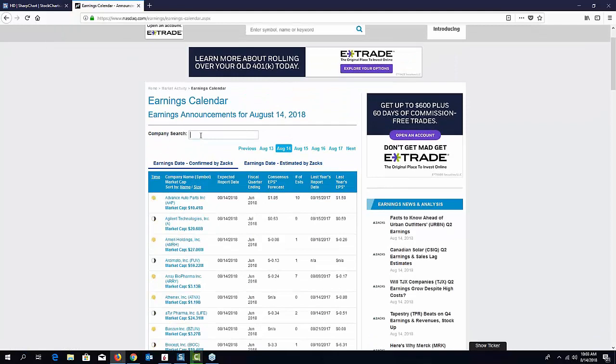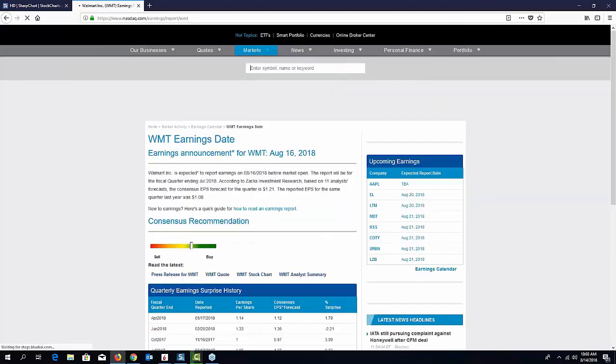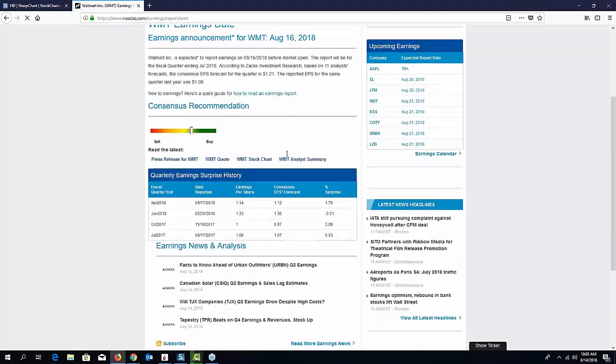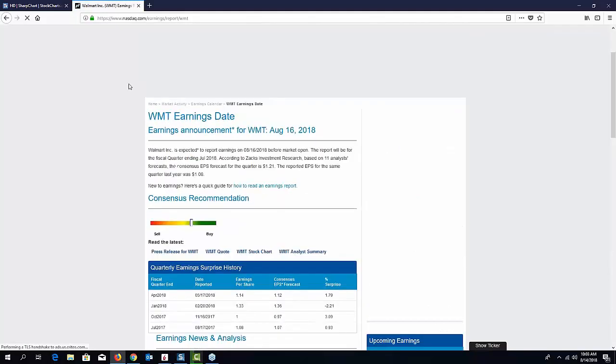Let me show you what I mean. So let's say we were interested in when Walmart was going to report. I can type in Walmart symbol, choose that, hit enter, and it shows us August 16th. Well, I know that's coming up in a couple of days.